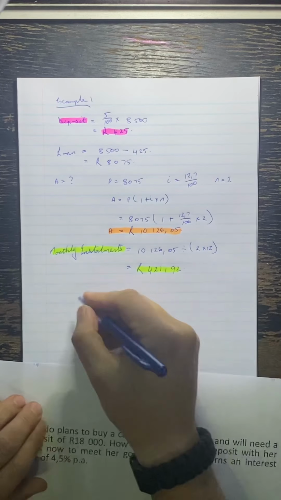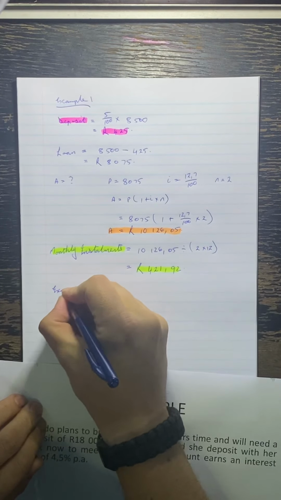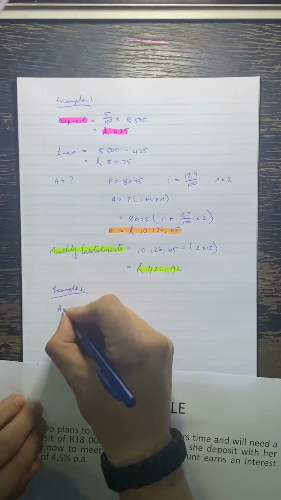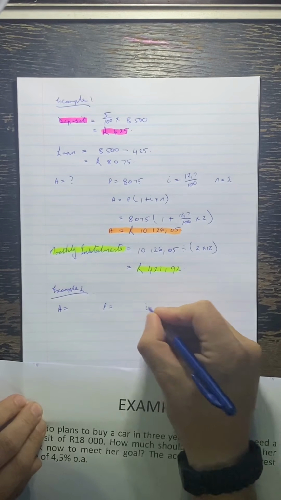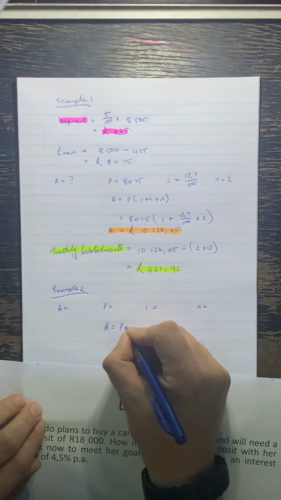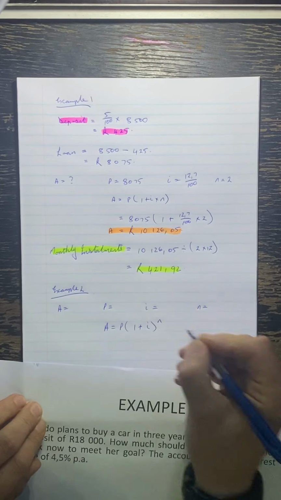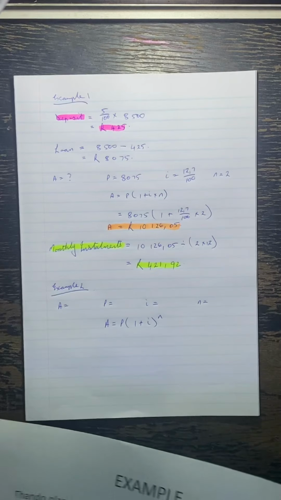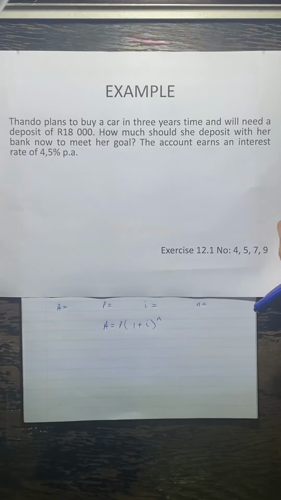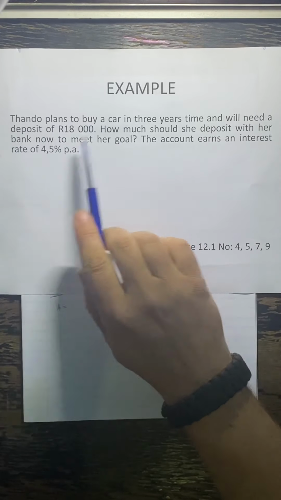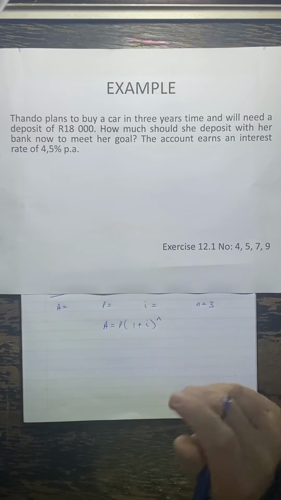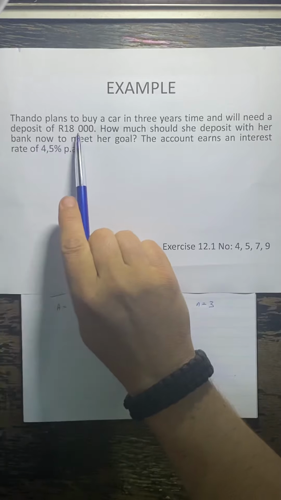So I just want to get all of that down. This is example 2. A equals, P equals, i equals, n equals. Compound formula: A is equal to P(1 plus i) to the power of n. Now I'm just going to extract all the information from this question here. They've told us that Thando plans to buy the car in 3 years' time. Our time period is 3. And we'll need a deposit of 18,000.